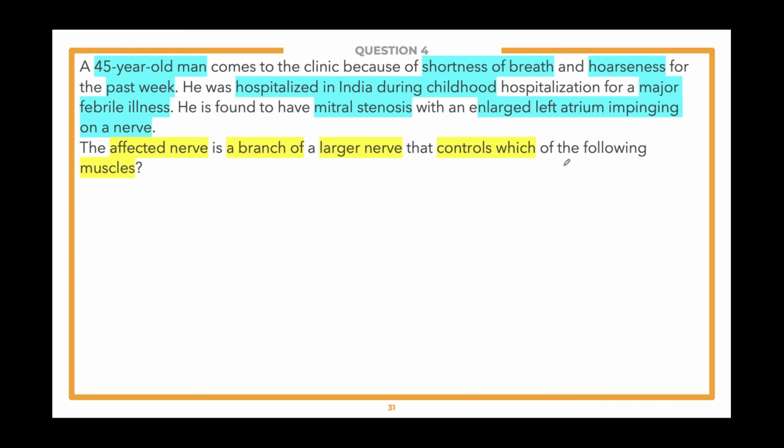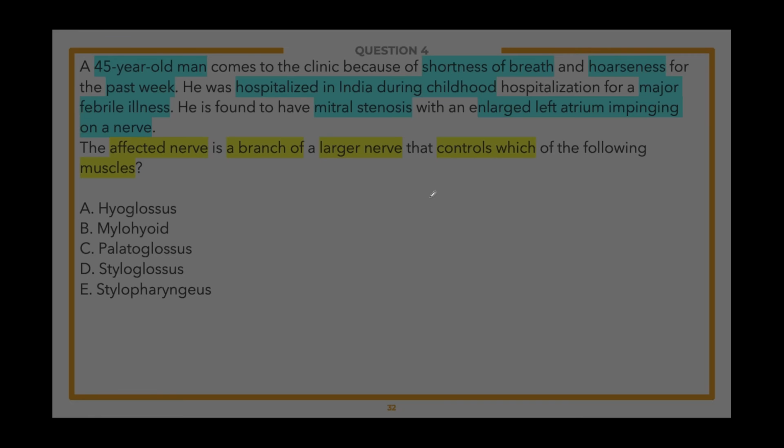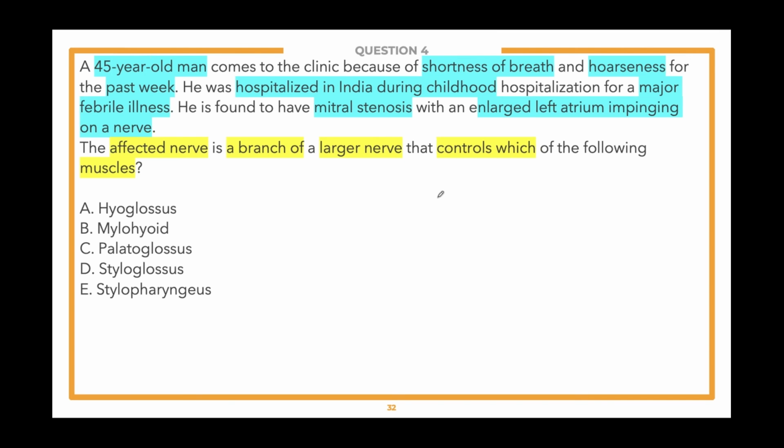So we are going to go ahead and show you those answer choices. Once again, we're going to start at the bottom and we're going to work our way up to the top. Answer choice E, stylopharyngeus. D, styloglossus. C, palatoglossus. B, mylohyoid. And A, hyoglossus. So we're going to go ahead and open up that poll. Go ahead and select what you think is the best answer here, and we'll talk about it in just a few seconds.